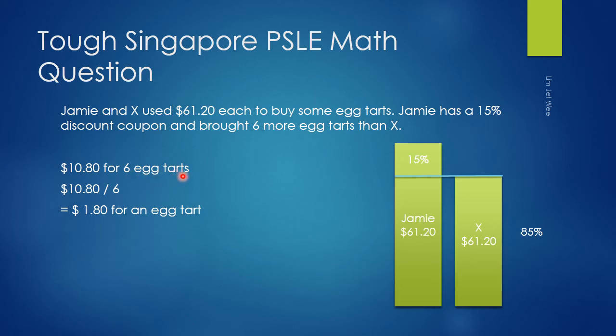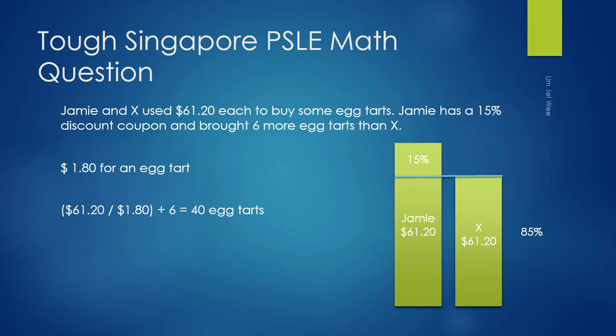How do I get the 6 egg tarts? Because Jamie bought 6 more egg tarts than X. So this additional height of this little bar over here is for 6 more. So from here I can calculate what one egg tart costs by dividing this $10.80 by 6. So I will know the price of one egg tart is $1.80. So now I know one egg tart is $1.80.